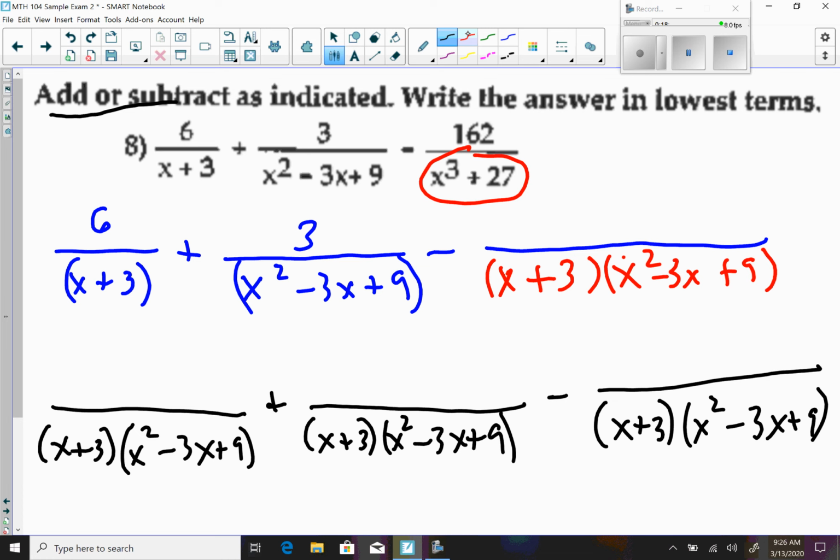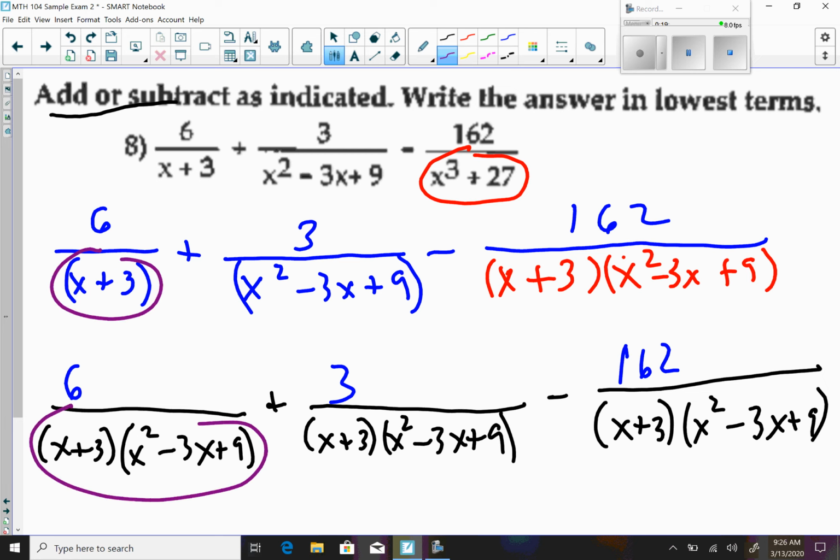On the top, we have what's already there. A 6, leave some space, a 3, and a 162. And now I'm going to compare this denominator in the original and this denominator. And looking at these two, I see what's missing is x squared minus 3x plus 9. So I have to write that on top.